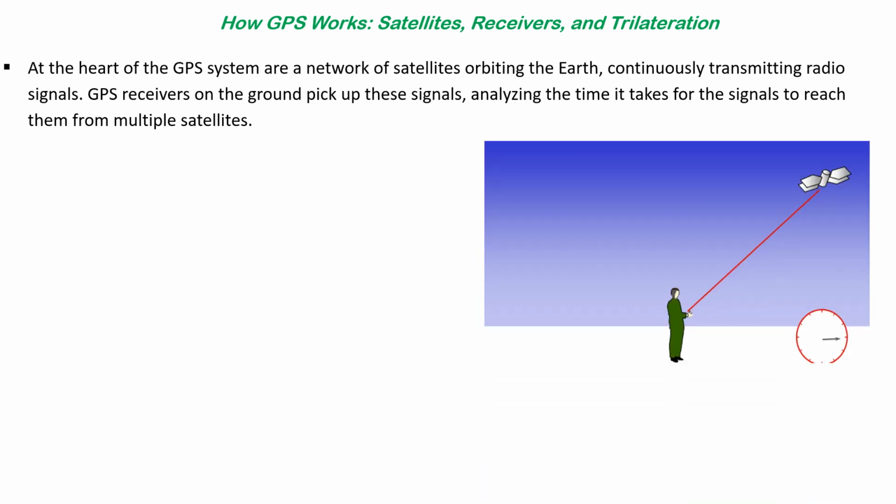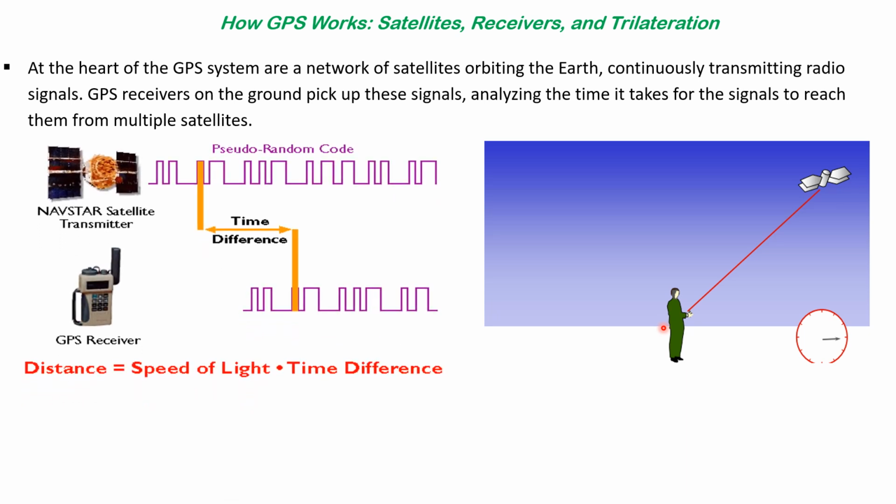Now, the most important thing is how GPS works, how the satellite receivers and trilateration concepts come in. There is basically a network of satellites around the Earth. They continuously transmit radio signals, and there are GPS receivers on the ground. They pick up those signals and analyze the time it takes for the signal to reach from the satellite to the receivers on the ground.